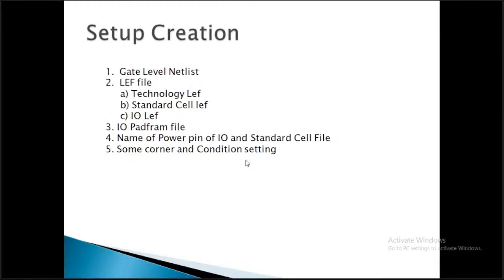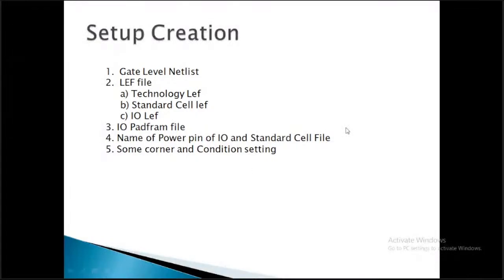So what are the setups we need for this physical design? First one is the gate level netlist that you have already seen. Then we have the LEF file. LEF data contains the coordinates of any block, all pins, and all the metal, only the metal coordinates. So how it is going to be mapped on the actual design.